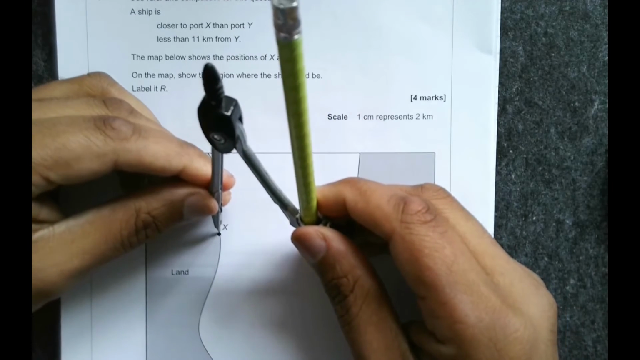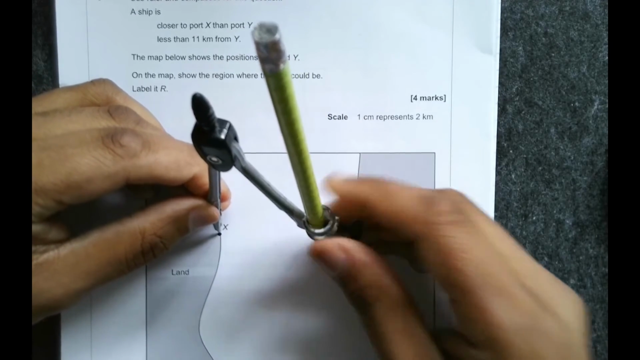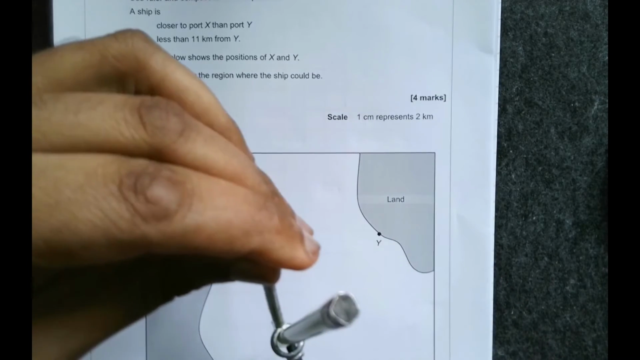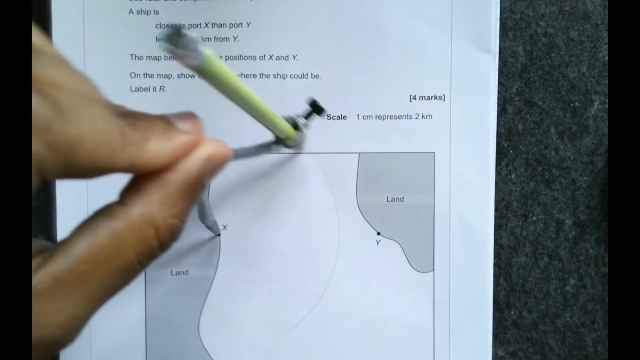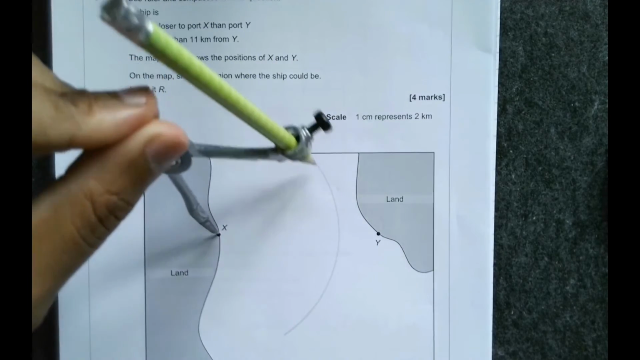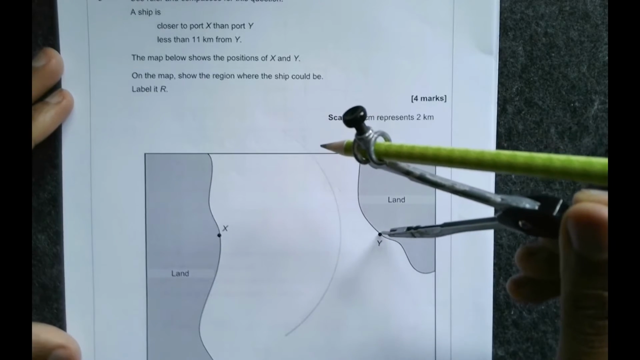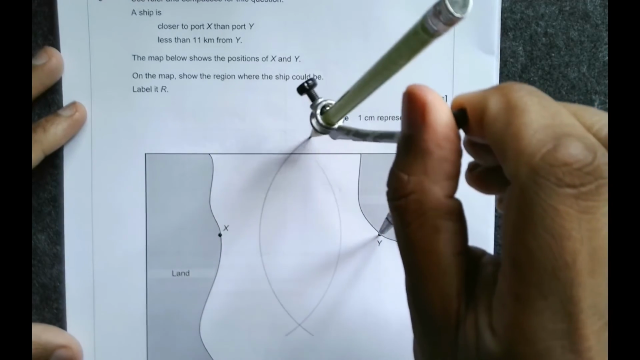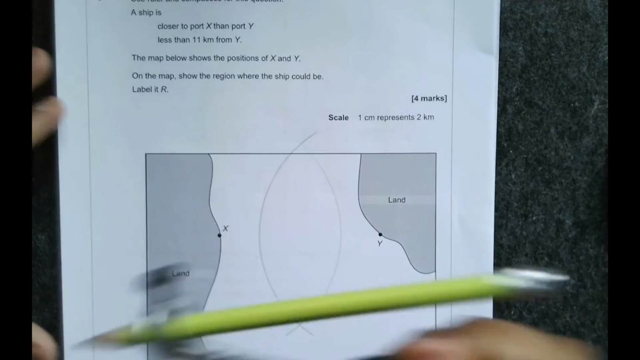Now here, putting your pin on X, make sure that the pencil is more than halfway. It doesn't really matter how far you do it. Then draw an arc between X and Y, and hopefully you can see that arc on the screen. Now again, without adjusting the compass, put your pin on Y and draw another arc in between, and what you should find is that the two arcs do cross.